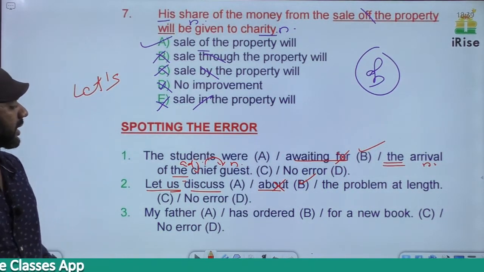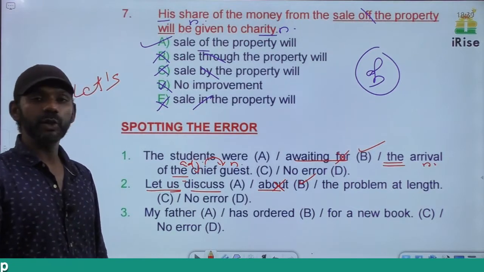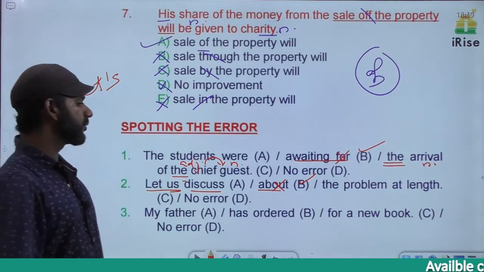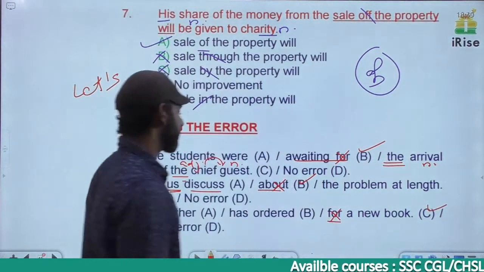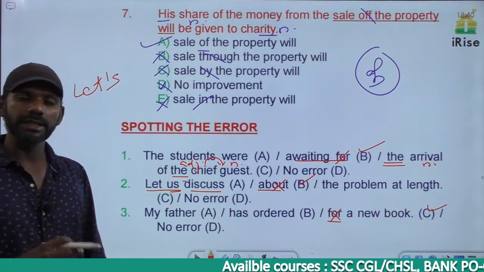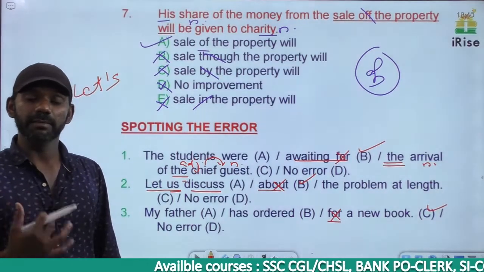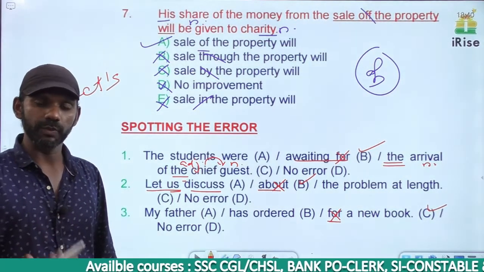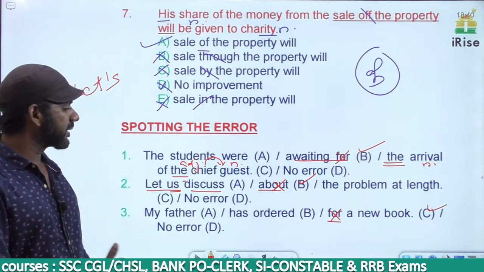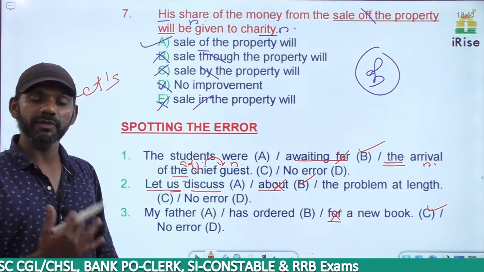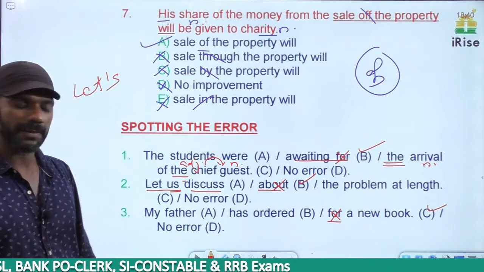My father has ordered for a new book. Ordered for becomes an error with redundancy. There is an error in part C. My father has ordered a new book is the same as my father has asked for a new book. Ordered is a one-word substitute for asked for.